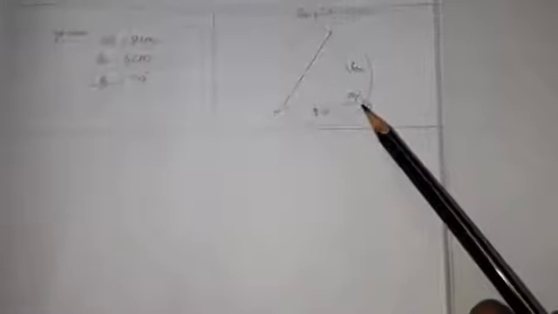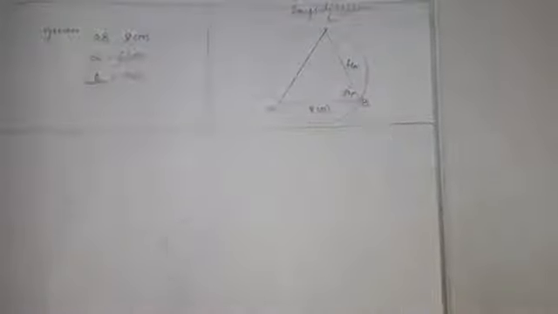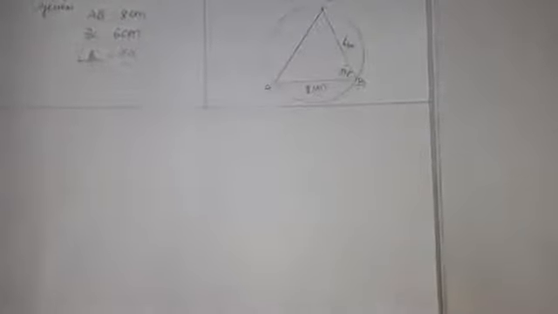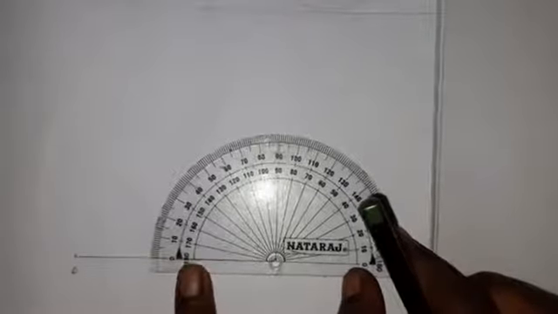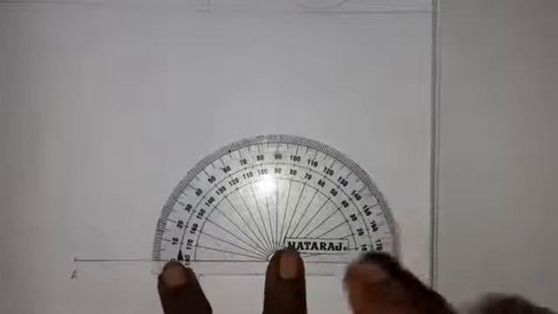Take a scale, draw a line segment 8 centimeter. I have already drawn 8 centimeter, give the name as AB. Then B is given as 70 degree. First of all, we should draw a triangle. So first here B is 70 degree. Take a protractor and place the protractor at B and adjust like this. Mark 70 degree.